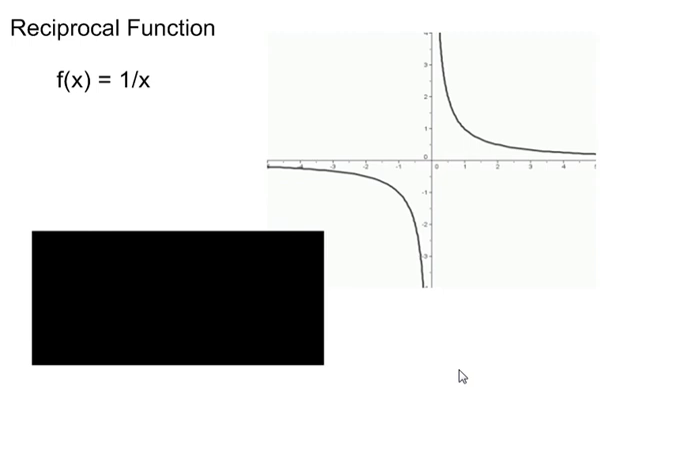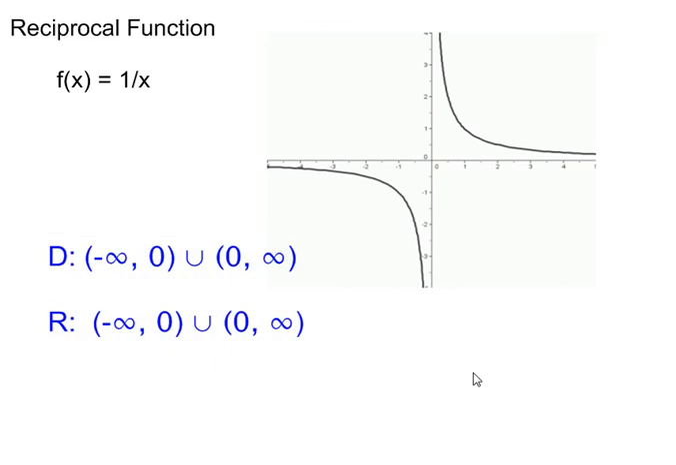Here we have the reciprocal function, 1 over x. Since x is in the denominator, that creates problems and adds asymptotes to the graph. As you look at the domain and range, they both don't include 0. The domain and range is from negative infinity to 0, 0 to infinity.